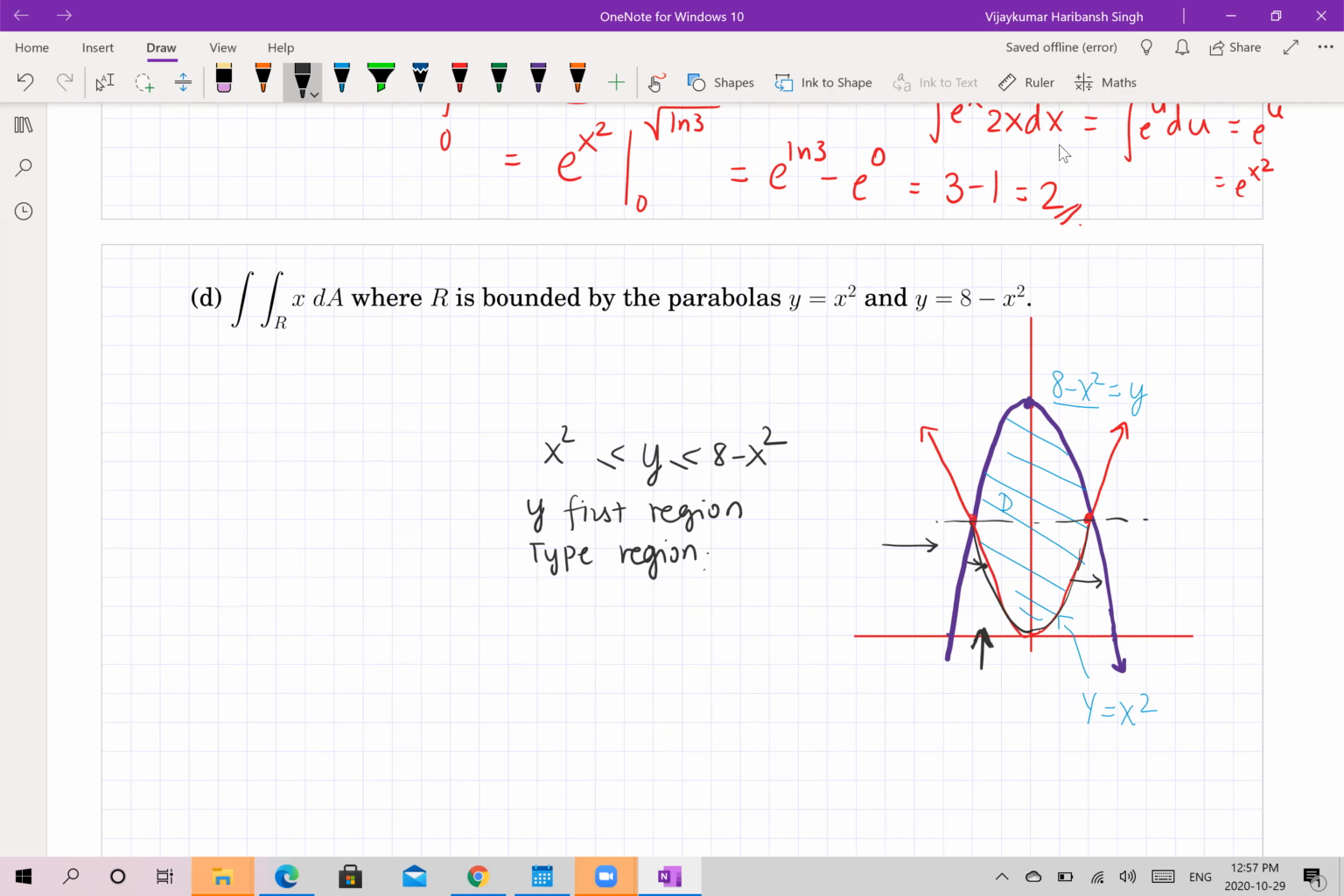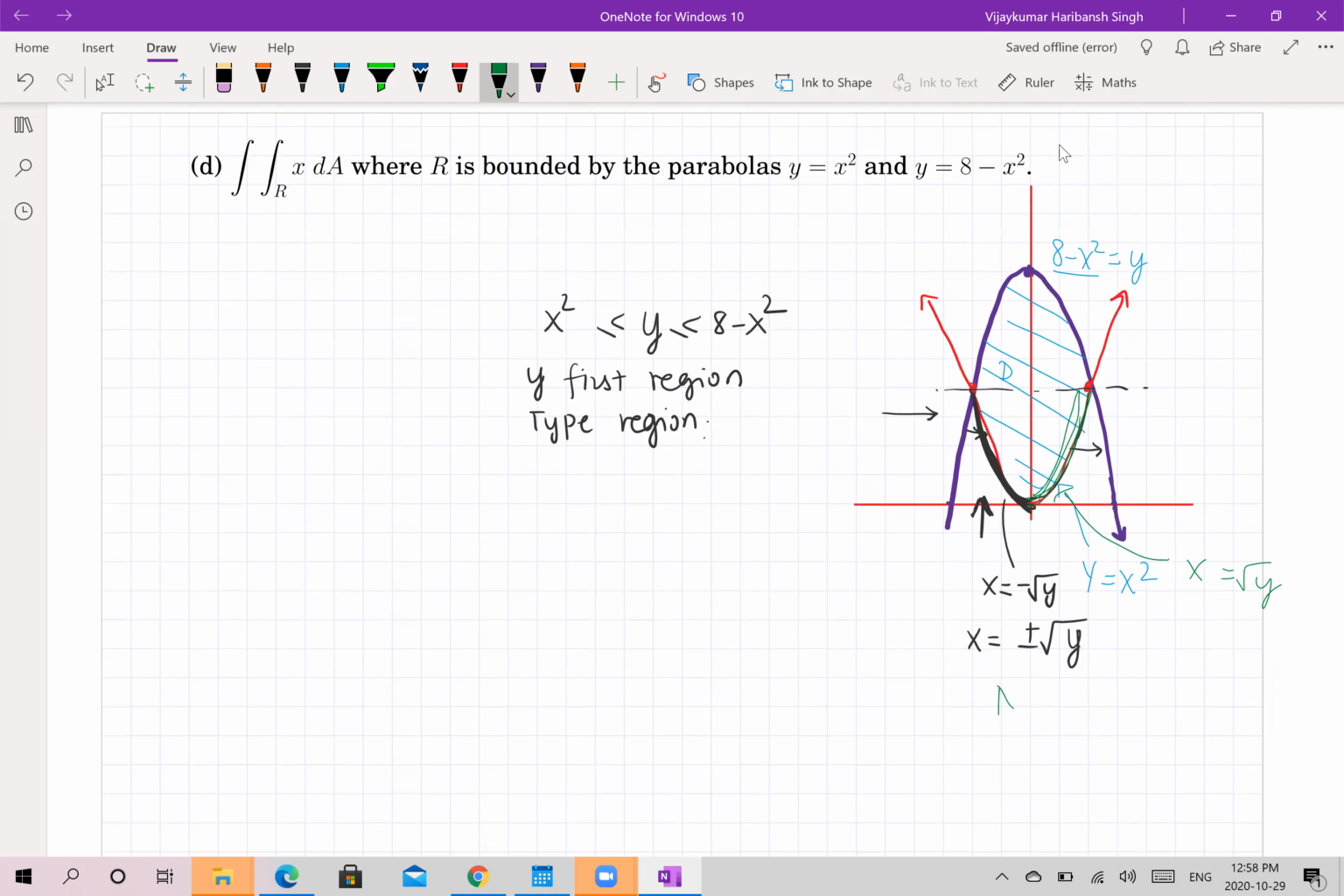They're essentially the same curve, but if you want to write it in terms of x, it will be x equals plus or minus square root of y. So this is x equals minus square root of y, and this will be x equals plus square root of y. And on top, it changes between different curves. So clearly this is not an x first region.